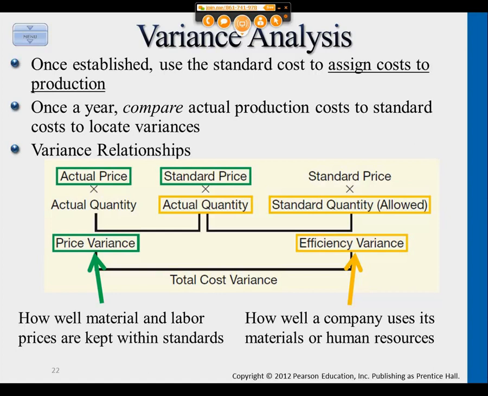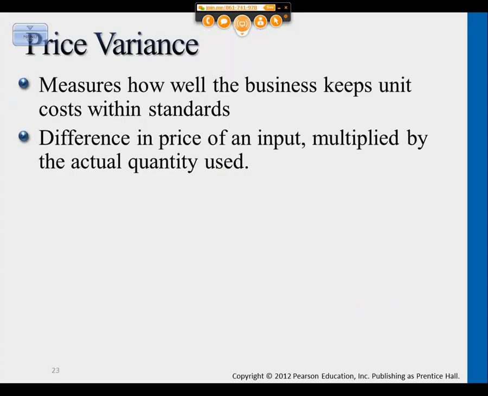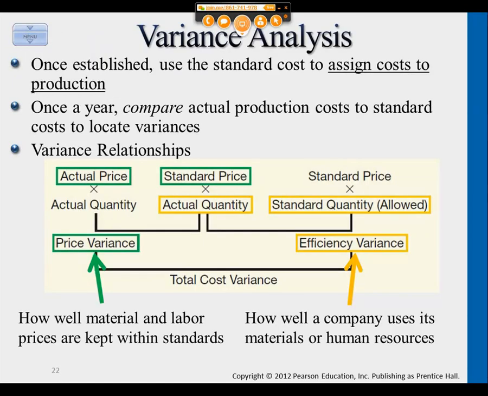And the total cost variance is the difference of the two. Okay, so that seems complex. Let's zoom in. How do we calculate our price variance? So the price variance measures how well the business keeps unit costs within standards, right? We just said right here how well material and labor prices are kept within standards, right?